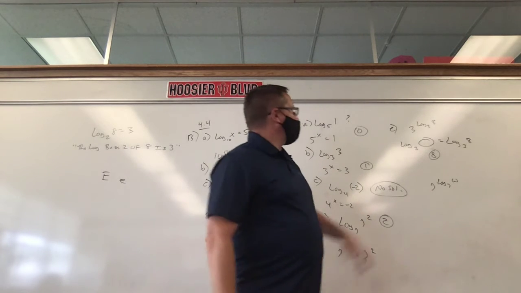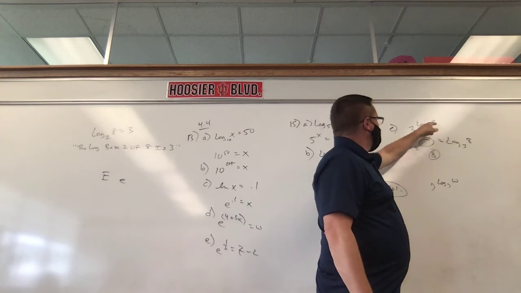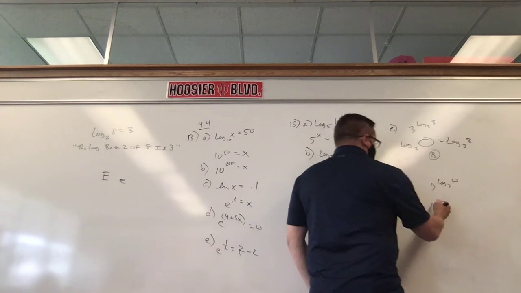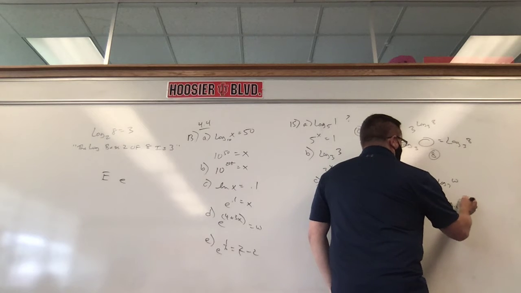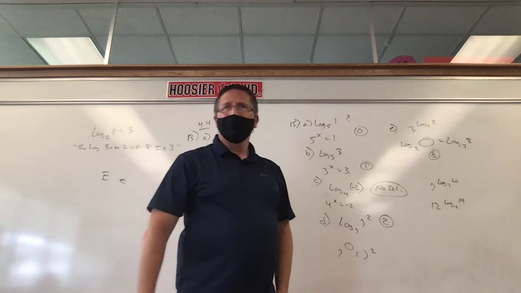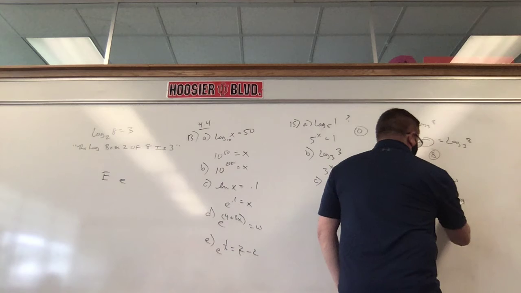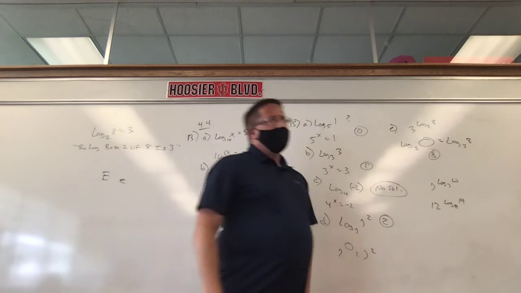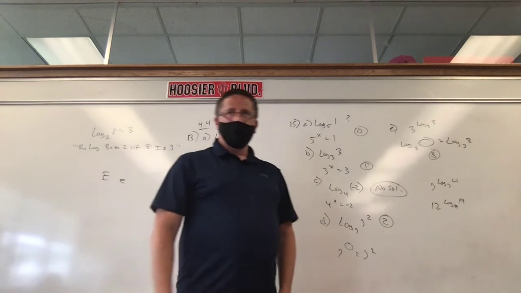See how 3 to the log base 3 of 8? It's just 8. 7 to the log base 7 of W is W. How about 12 to the log base 12 of 19? It's just 19. Now, what if it was 12 to the log base 8 of 19? That's significantly tougher. Don't worry about that. Okay?